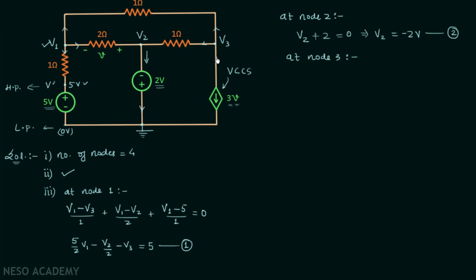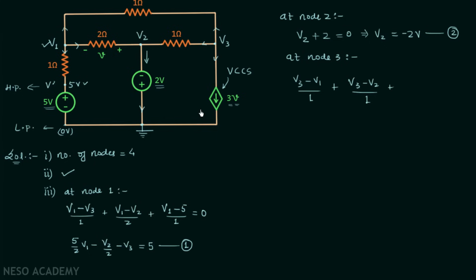These are the three currents leaving the node, and the sum of these three currents will be equal to 0. This current we can write as V3 minus V1 divided by 1. This current we can write as V3 minus V2 divided by 1. This current we can directly write as 3 times V.